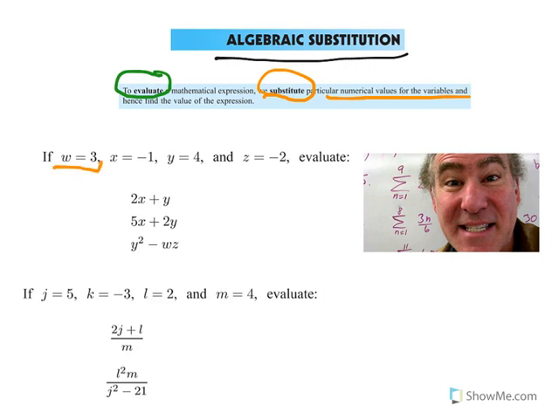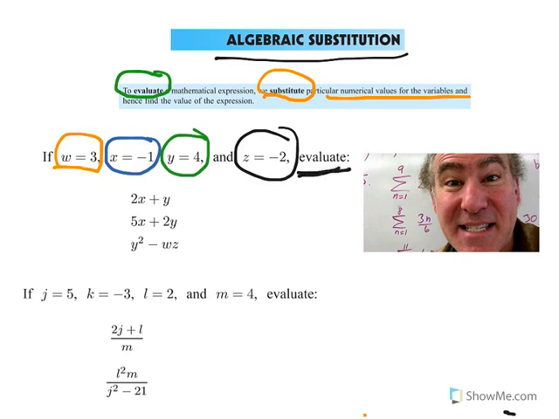So here we are substituting 3 for w. Here we are substituting negative 1 for x. Here we're substituting 4 for y. And here we are substituting negative 2 for z. So then it's asking us to evaluate this, all right?